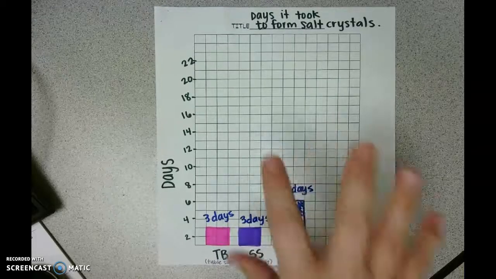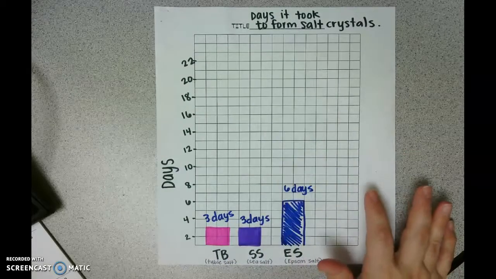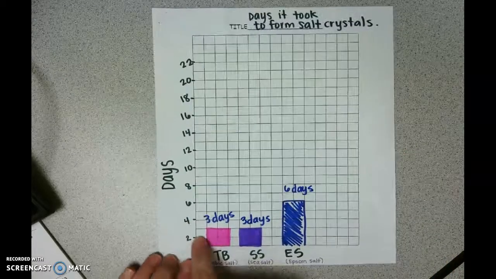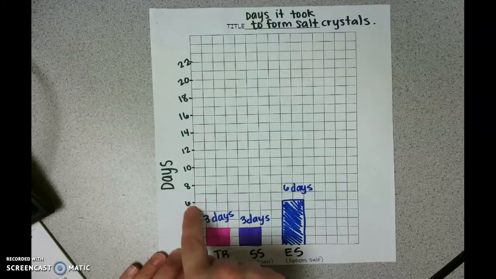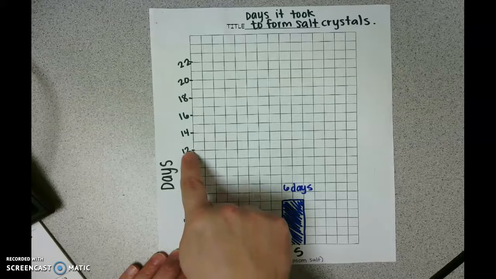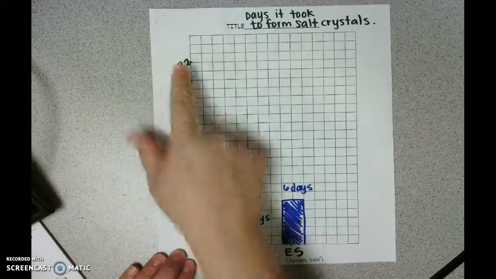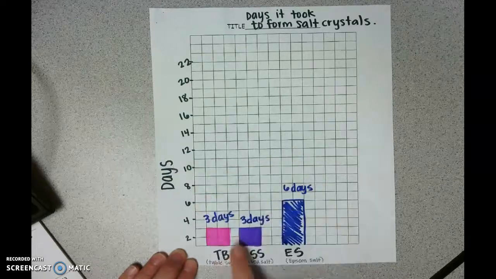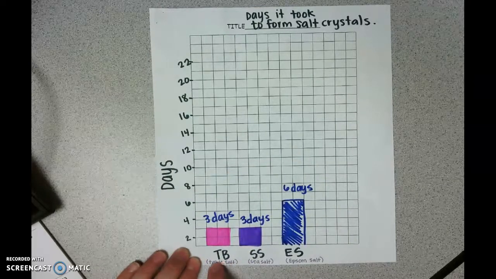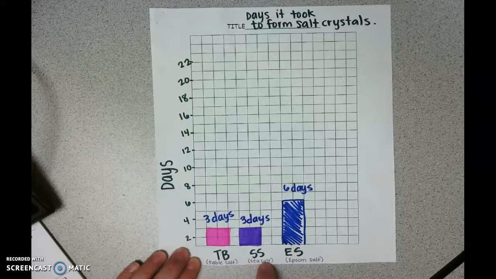So here I went ahead and graphed our data from our salt cups in class. So right here I put the number of days, skip counting by 2. So 2 days, 4 days, 6 days, 8 days, 10 days, 12 days, 14. All the way up here to the top. So you see I put the days, so how many days it took. Down here, TB is table salt, SS is sea salt, ES is Epsom salt.